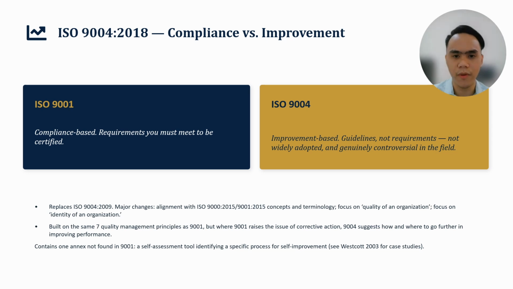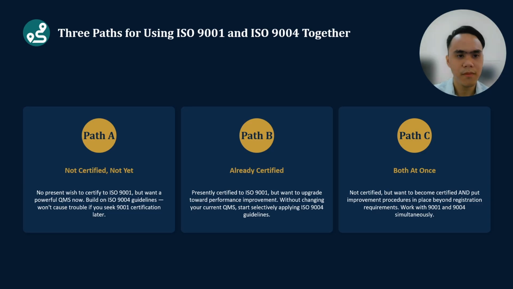So ISO 9004 also contains something ISO 9001 doesn't have: one annex in the form of a self-assessment tool that identifies specific processes for self-improvement. Westcott in 2013 expands on this approach, helping management develop plans to implement ISO 9004 and providing case studies of successful implementations. So if you want to explore this further, the advice is straightforward. The best place to start is with the ISO 9004 standard itself.